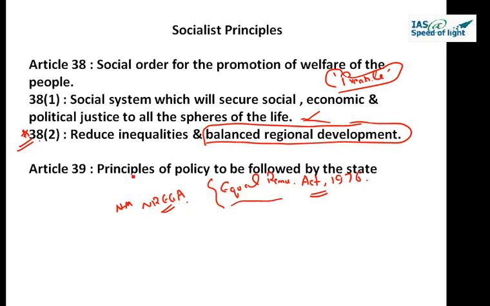If you have seen article 31C, they have given 39B and C. So if the government makes any particular law to implement these two articles, it cannot be held void for the contravention of the fundamental rights.